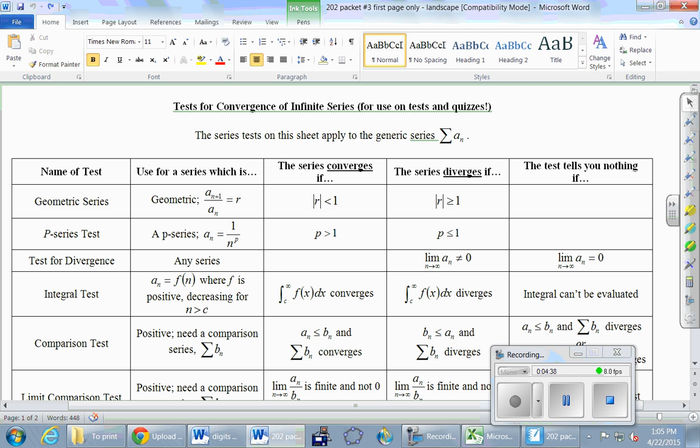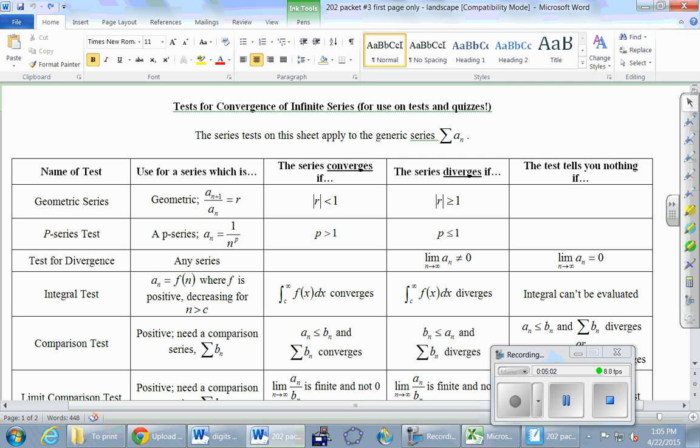If the p, the power, is greater than 1, the series converges. If it's less than or equal to 1, it diverges. So the sum of 1 over n squared, converge or diverge? Converges. 1 over n to the 5th, converges. The square root of n is n to the 1/2, which is smaller than 1, so it diverges. So p-series are really quick, really easy, and they're going to be useful to us today.